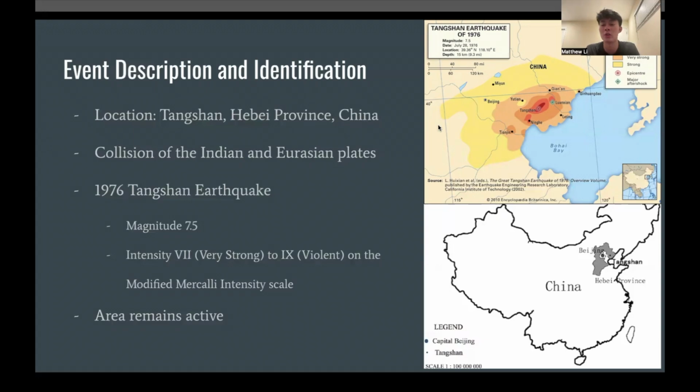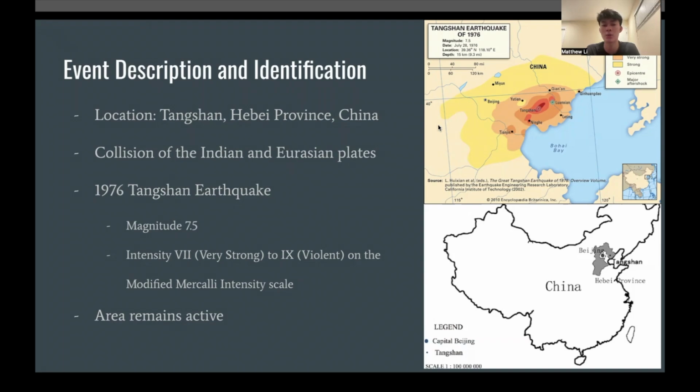It's located near the north of the China border, and it is located on the Tangshan Fault, which is created by the collision of the Indian and Eurasian plate. This area is characterized by its cold and dry winters, but also hot and humid summers. Although this doesn't directly affect seismic activity, it could affect the aftermath of an earthquake happening.